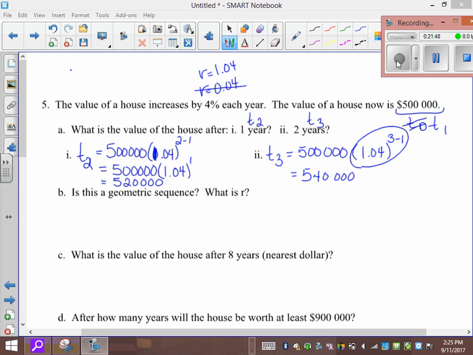In this sequence, what is R? R is the rate of growth, right? R is your rate of growth. So R in this case is 1.04 because you're taking 100% of the original value plus the 4% increase. And that's how you're getting 104. But R is always in decimal form, so that's why you put 1.04.